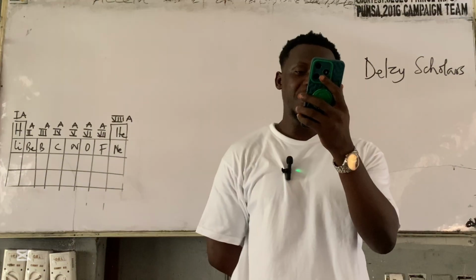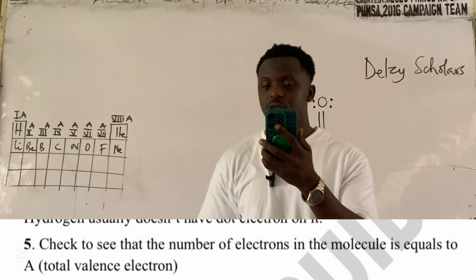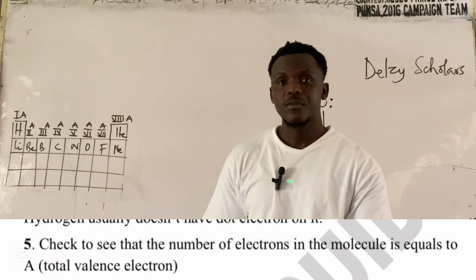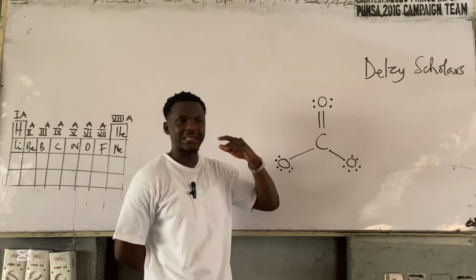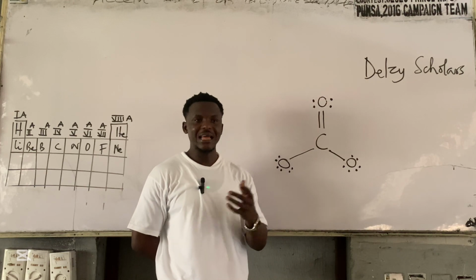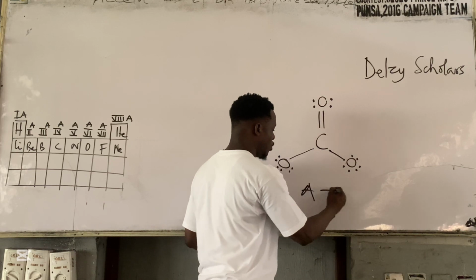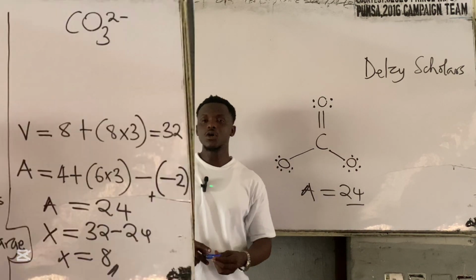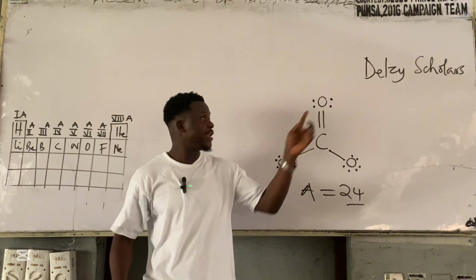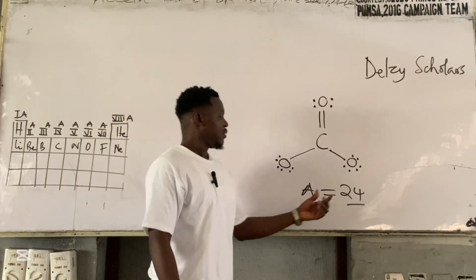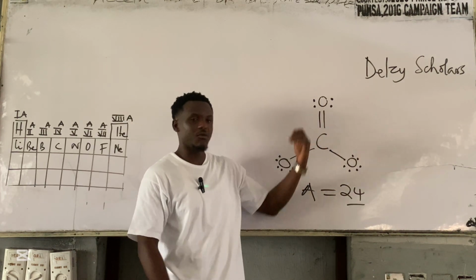It's done. Step number 5 says, check to see that the number of electrons in the molecule is equal to A. Now, you have completed your Lewis structure. What are the steps you need to carry out to ascertain that what I've done here is correct? The value we got for A for this compound was what? 24. So we are going to count the number of electrons, both the ones inside the bonds and the ones we placed as dots. We want to confirm if this is equal to 24. It's a must. Once you're done drawing your Lewis structure, you have to confirm.